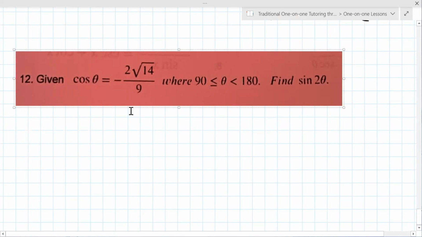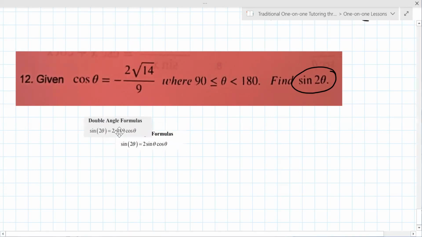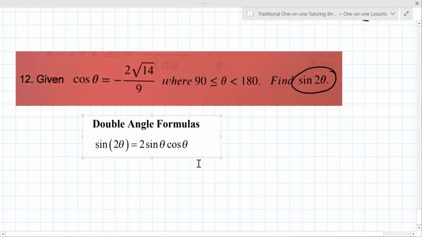Okay, so with this one, sometimes it's good to look at what they're asking for. And if you look on that cheat sheet reference sheet I sent you, there are a couple of double angle formulas. Sine of 2 theta is the most common one. It's the one you tend to see on standardized tests. And here it is: sine of 2 theta is 2 sine theta cosine theta. You've only got cosine theta.